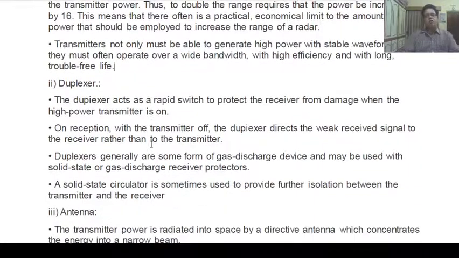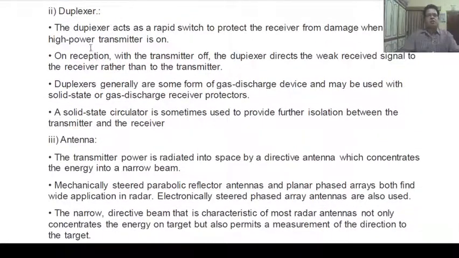Okay, that is the role of the transmitter. Now, the duplexer. The duplexer acts as a rapid switch to protect the receiver from damage when the high power transmitter is on. On reception, with the transmitter off, the duplexer directs the weak received signals to the receiver rather than to the transmitter. Duplexers generally are some form of gas discharge device.